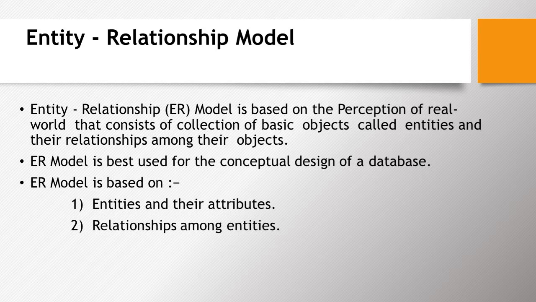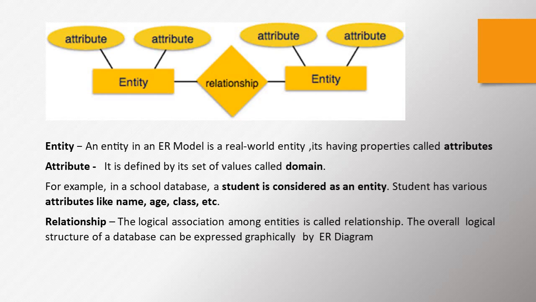The entity relationship (ER) model is based on real world entity types. It's a collection of basic objects called entities, and the relationship between the two objects or entities is described using attributes. So the ER model is best used for the conceptual design of a database. Mainly it is based on entities, their attributes, and the relationships among the entities. We are going to see one example for this entity relationship model. This is a simple example. It contains entities and different attributes, and the relationship between the two entities is called a relationship.